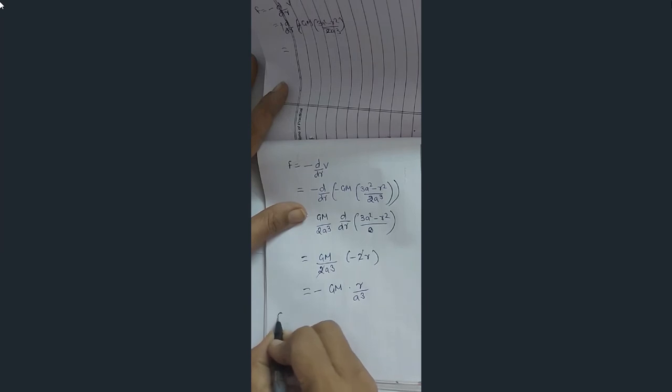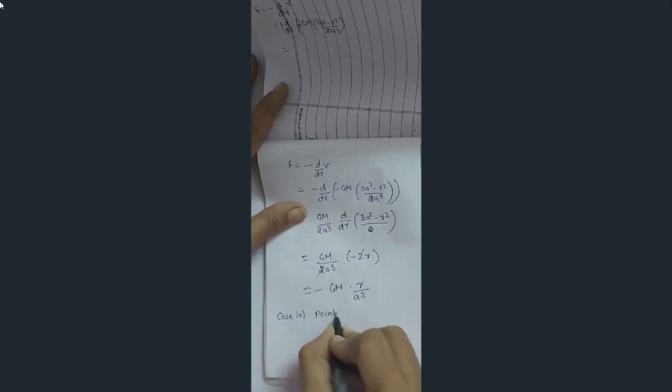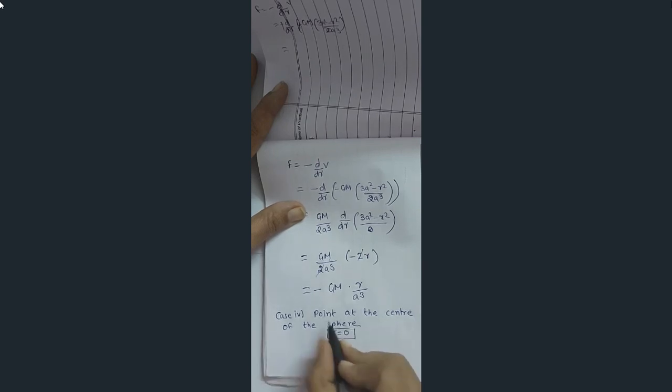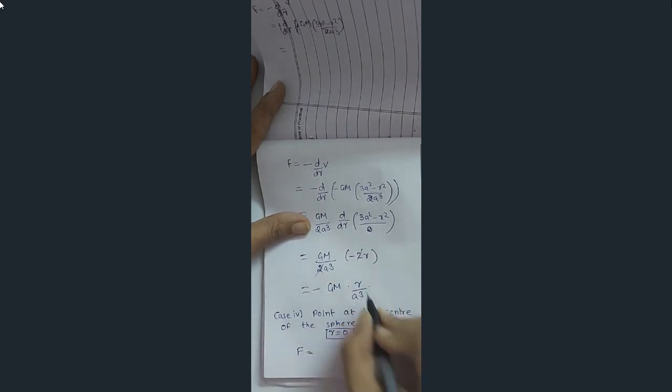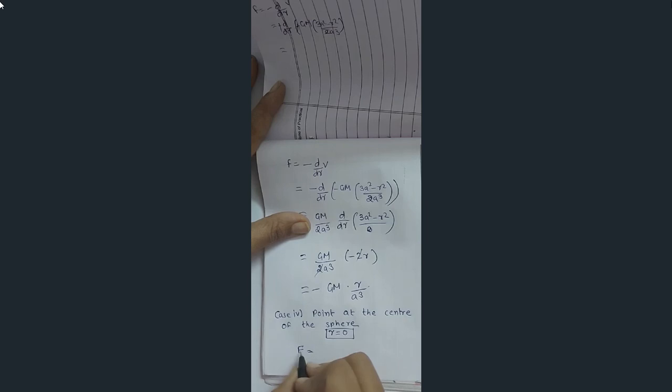Now case 4, point at the center of the sphere, means we need to substitute r is equal to 0. When r is equal to 0, that indicates the point is at the center. Therefore, we obtain field F is equal to, substituting in this equation, r is equal to 0. So, field becomes F is equal to 0.